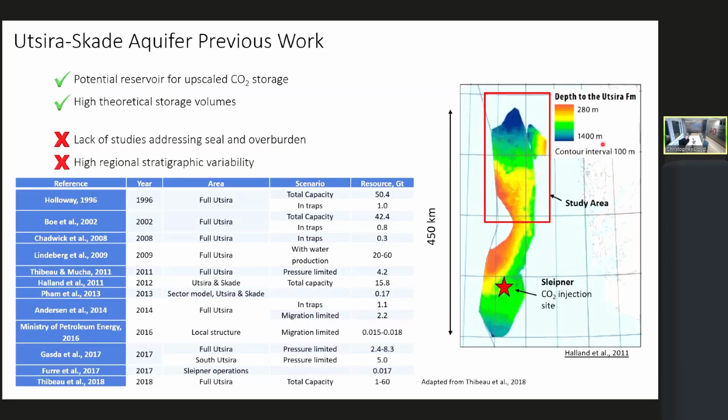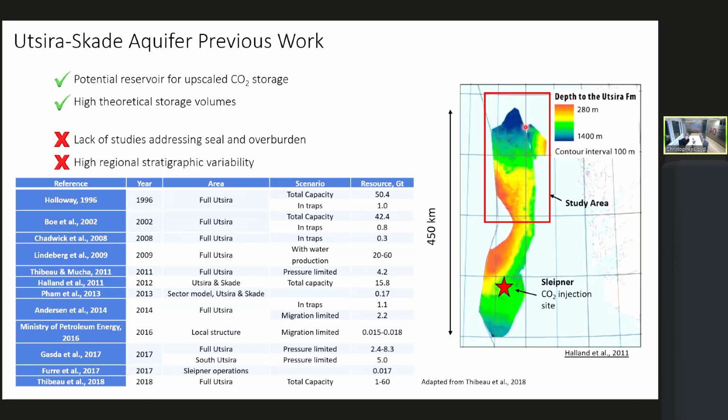So the aquifer that we're focusing on is the Utsira-Skade aquifer in the Norwegian North Sea. And this is an elongated sand body around 450 kilometers long. This map here is just of the Utsira formation, with the Eir and Skade formations being just below this, but within the limits given here. And you should notice that it's also quite a shallow aquifer. The deepest we actually go to is around 1400 to 1500 meters.